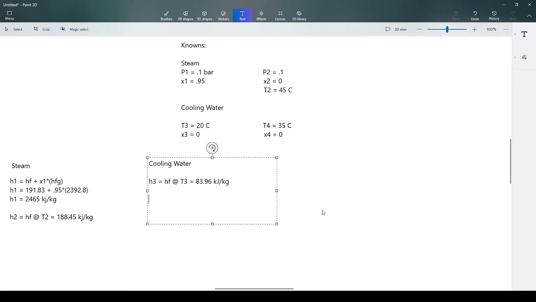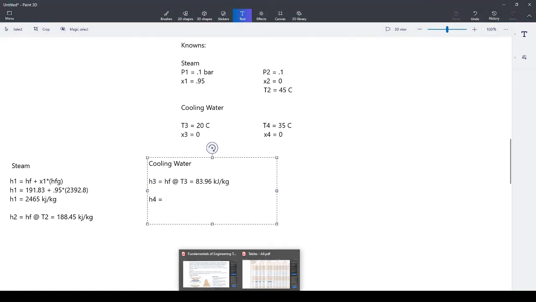And then we also have H4. So H4 is equal to, once again, another liquid value, because it's cooling water and it's not boiling, clearly. You look this up at the temperature, 35 degrees C. So let's go look it up at the temperature again.